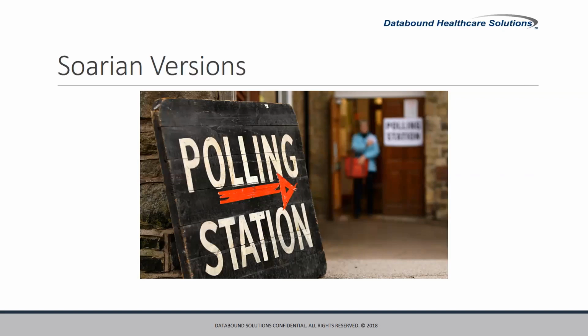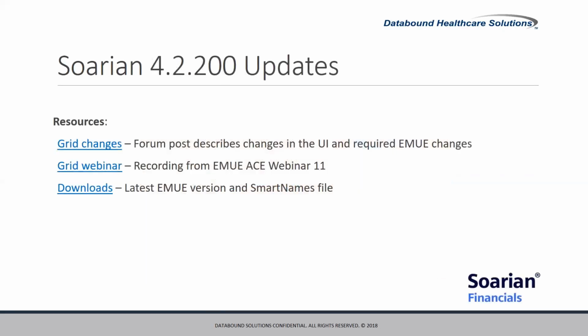So let's just move right into it then. 4.2.200, it's been out there for a few sites for a while now, I think since the beginning of the year, maybe around February is when that was launched. By far the biggest changes with 4.2.200 are tables to grids.